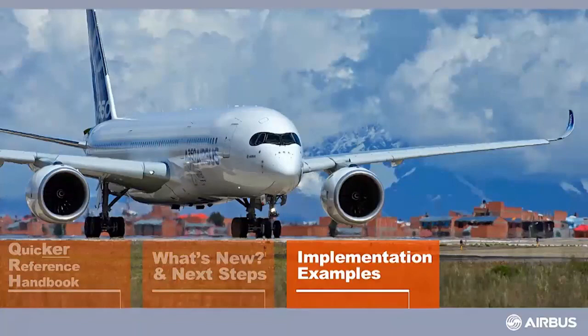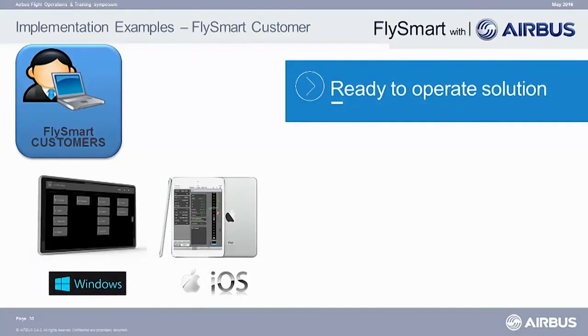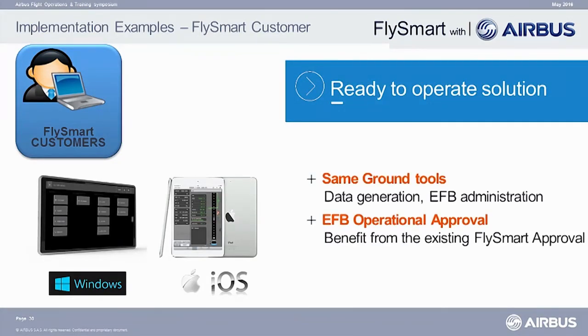Now, last part of the presentation, just 2 examples of how you will implement this innovation in your airlines. So the application was designed to have a minimal impact on your existing EFB products. So for FlySmart customers, you are almost ready to operate. It means that you will use the same ground tool as today, the same customization tools as today. And you will also benefit from your existing operational approval thanks to the similarity between the electronic QRH application and the FlySmart application.